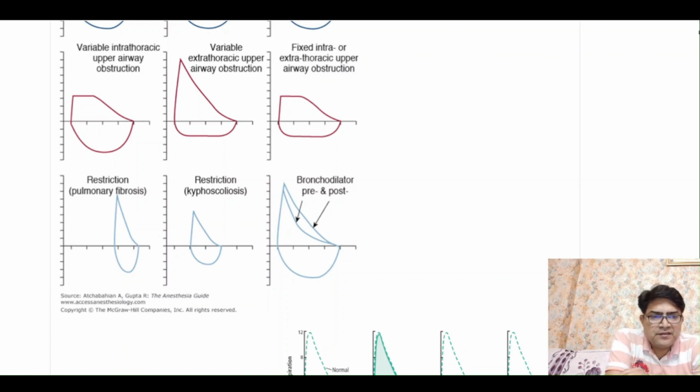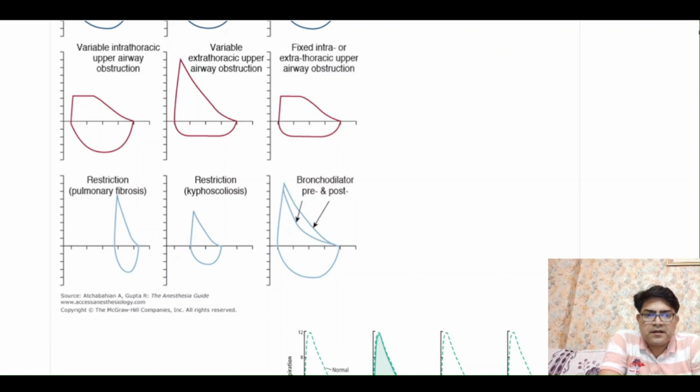Now you see that there is a flat line on the upper part of the curve as well as the lower part of the curve. That means both the curves, the expiratory and the inspiratory curves, are showing flattening, and that is the clincher here because the obstruction is fixed. So when the obstruction is fixed, inspiration and expiration both will be affected.